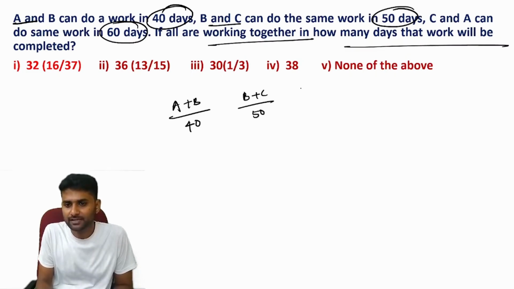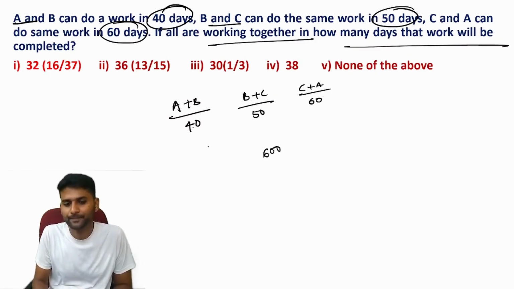BC takes 50 days. CA takes 60 days. Here the total work is the LCM of 40, 50 and 60. If you go through that, the common multiple is exactly 600. Now AB's efficiency: AB completes 15 units per day, BC 12 units per day, CA 10 units per day.